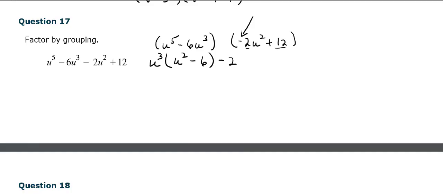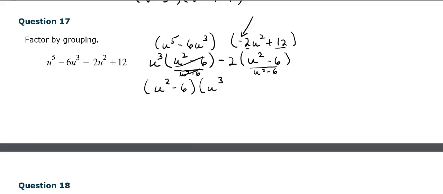So negative 2u squared divided by negative 2 is a positive u squared. And positive 12 divided by negative 2 gives us negative 6. And again, we're feeling good about this because these factors are identical. So our last step, our greatest common factor is u squared minus 6. And remember, we're dividing u squared minus 6 out of each. So this would leave me with u to the third minus 2.